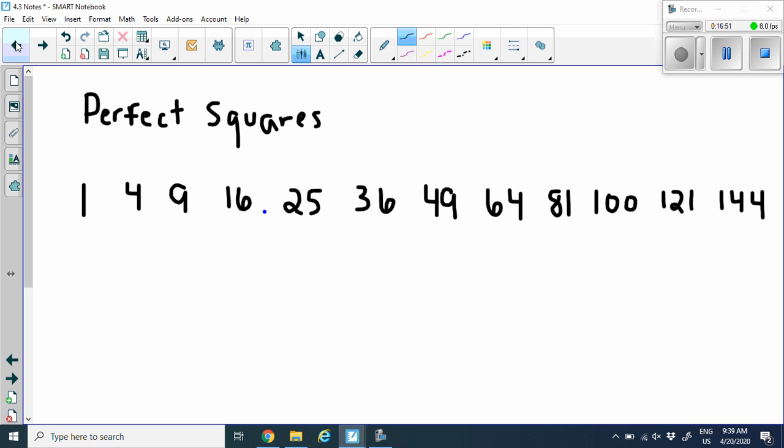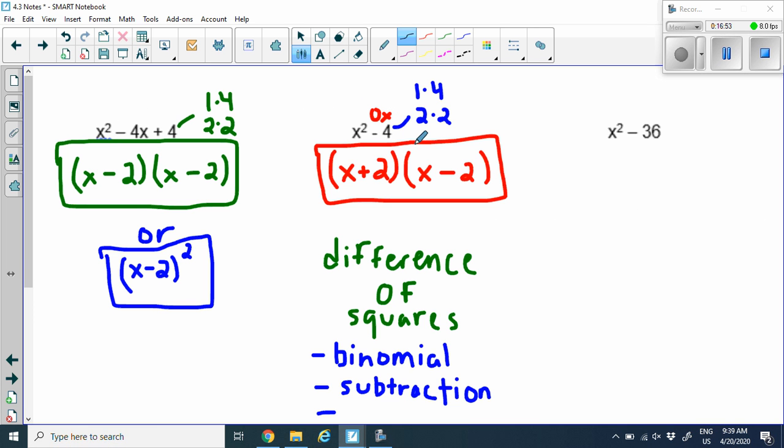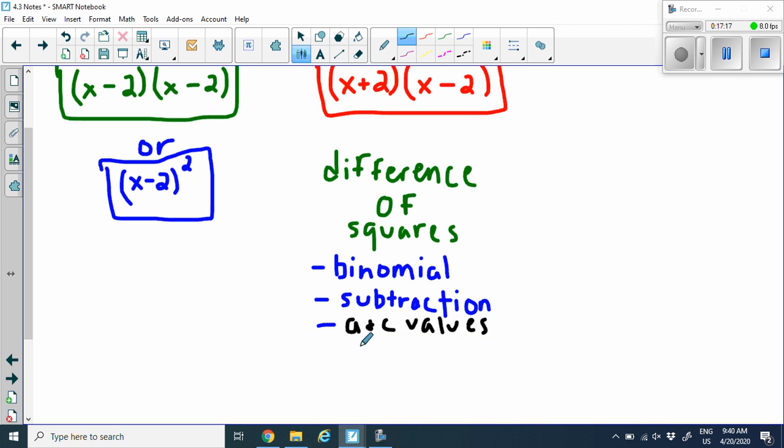So we go back to our problem. Notice that 4, our constant, is a perfect square. But also the a value, the number in front of our x squared, which is 1, is also a perfect square. So basically your a and c values are going to be perfect squares. So those are the 3 conditions in which we have a difference of squares.